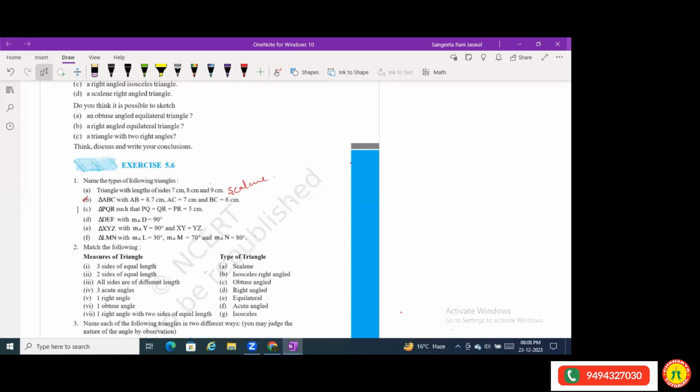Teacher, is it an obtuse angle? See, all the sides are given. Obtuse is an angle. Here, no angle is given, only sides are given. So on the basis of the sides, this is a scalene triangle. It's not equal, that's why it is a scalene triangle. Okay. Next. Triangle. Teacher, but down it's given something else.